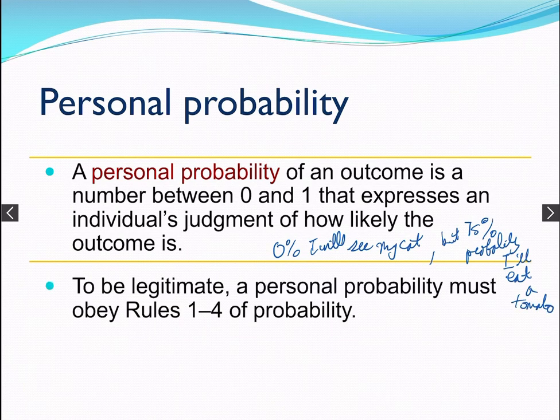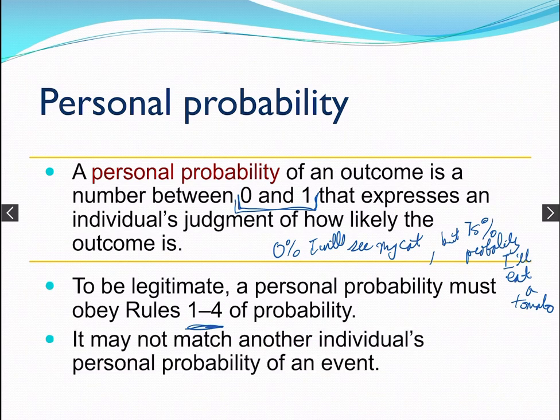Okay. To be legitimate, a personal probability must obey rules 1 through 4 of probability, right? They have to take on a value between 0 and 1. They have to have independent outcomes, like the probability of something occurring and the probability of it not occurring add up together, and they still have to follow those rules. And it may not match another individual's personal probability of the event. So like today, 75% probability I'll eat a tomato, but for you it'd probably be less. Maybe you don't like tomatoes, so maybe it's 0.